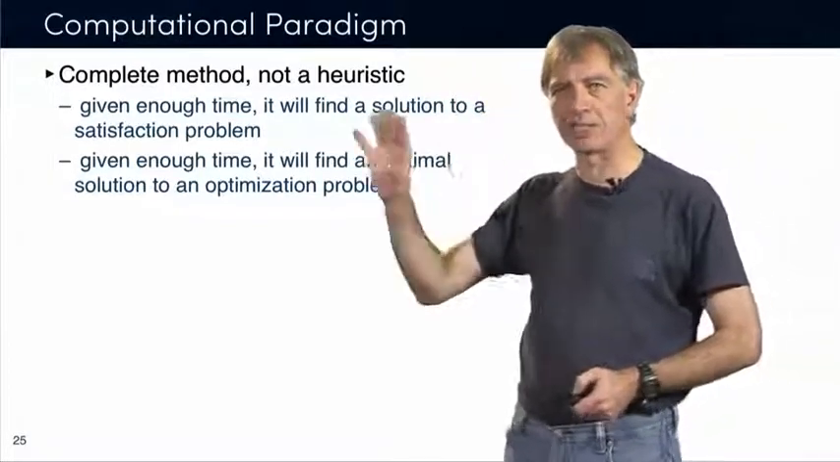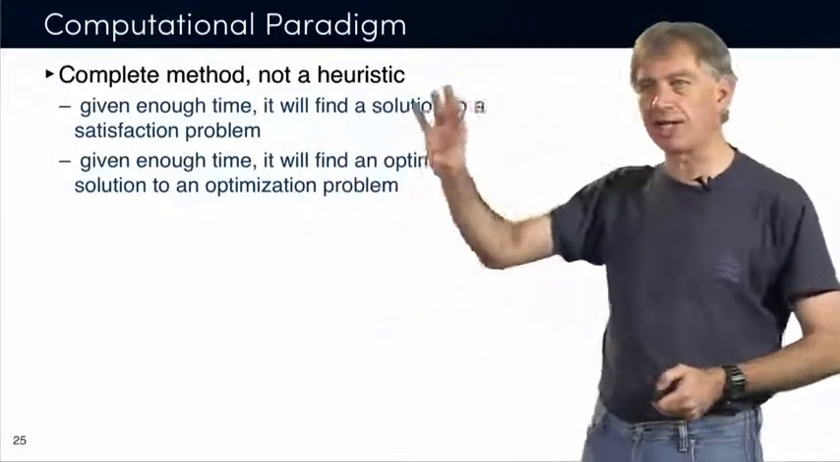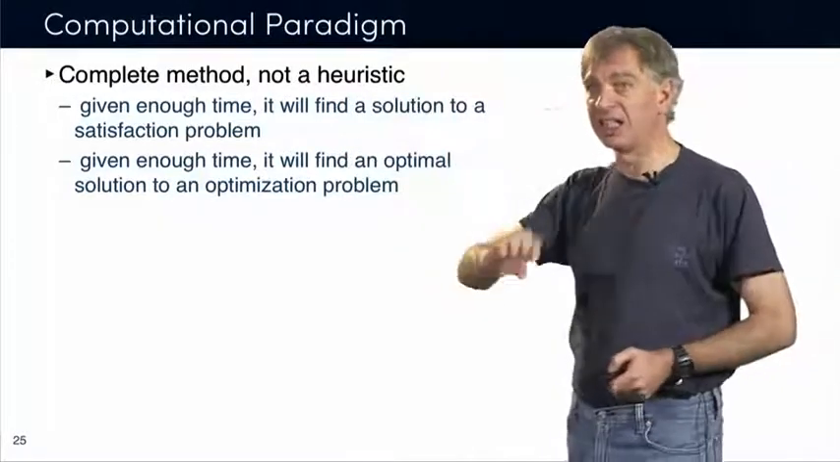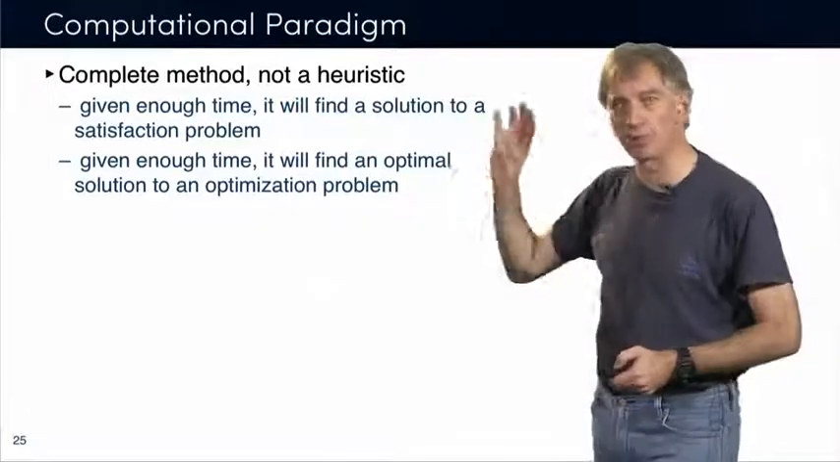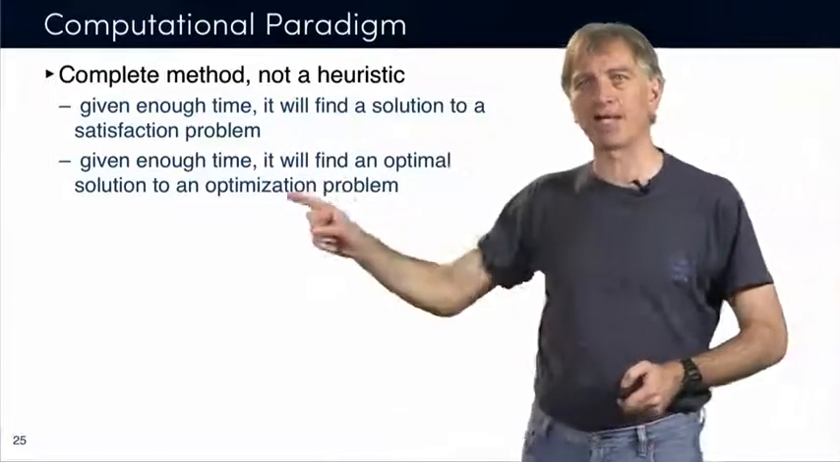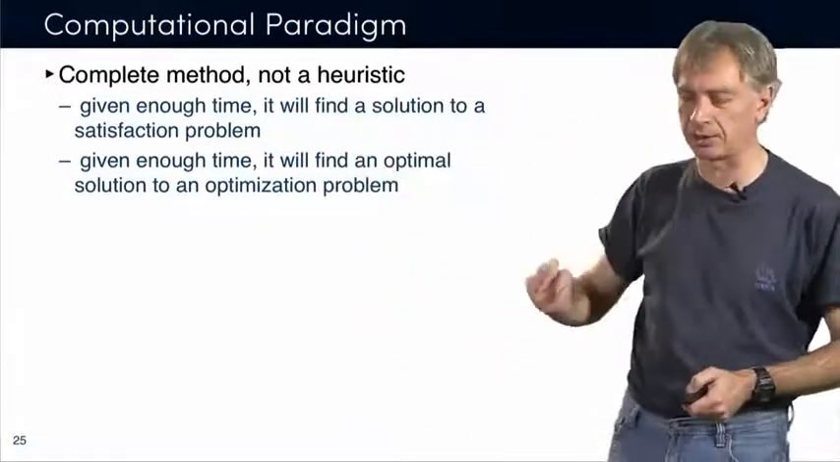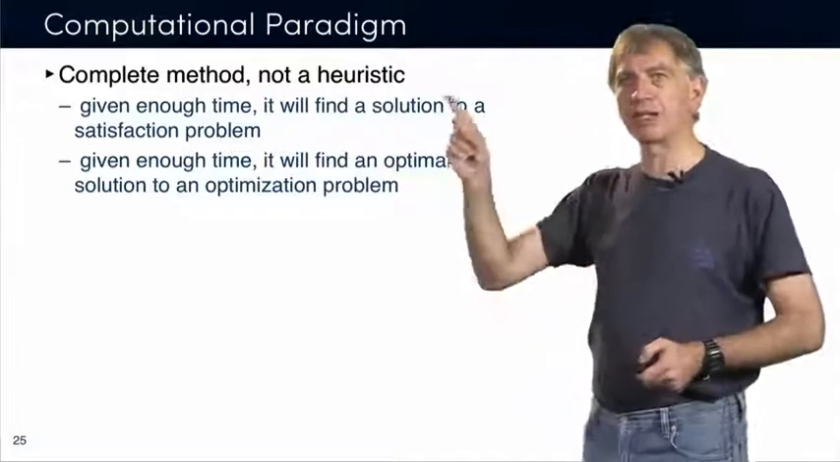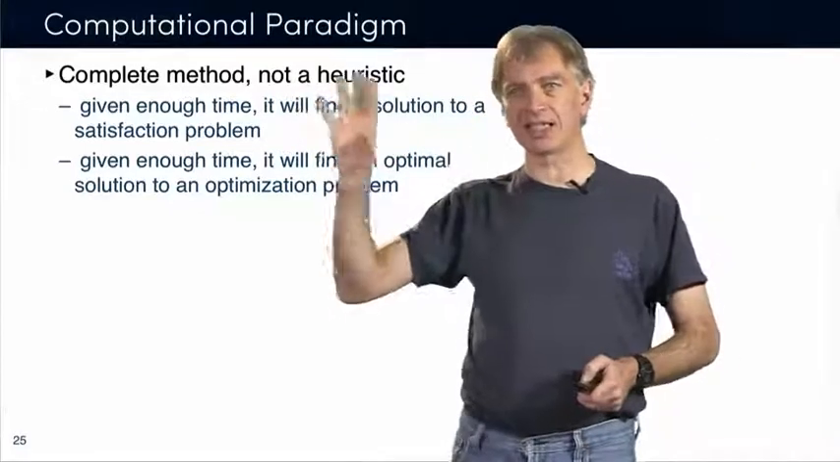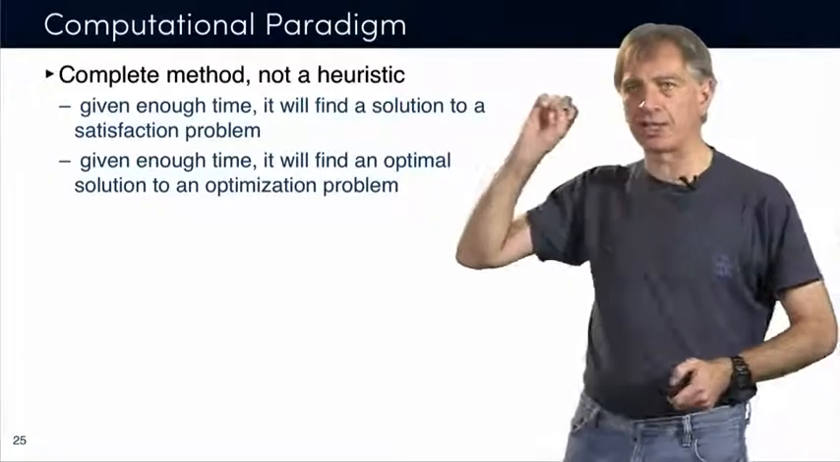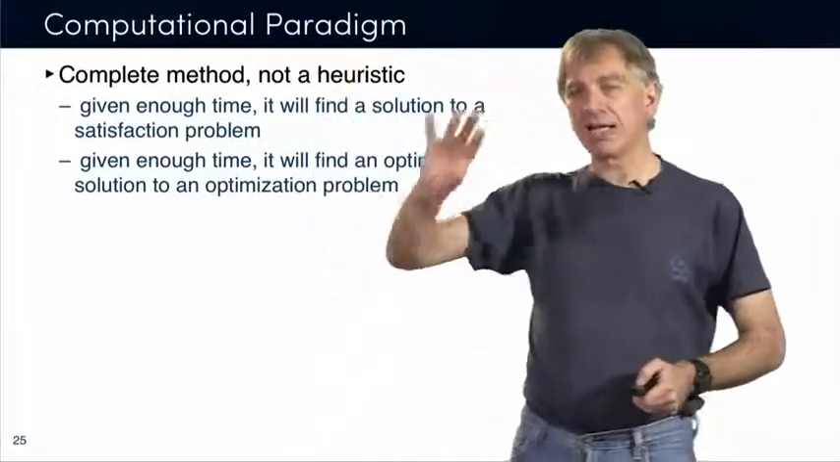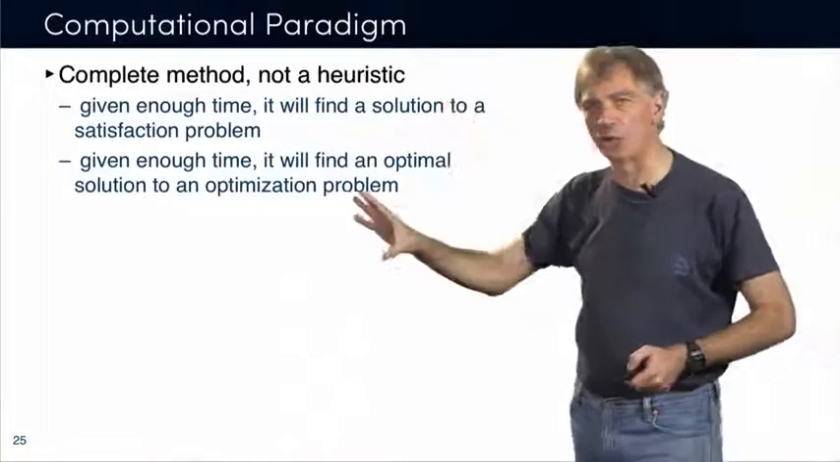So, a couple of things that I have to mention. Constraint programming is a complete method, so it's going to find a solution if one exists. It can find all solutions if you want all of them. And if you are in an optimization problem, it will find the optimal solution. I will come back later on to how we do optimization using constraint programming. But one of the key things is that this methodology, this computational paradigm, always has a guarantee that it will find a feasible solution or the optimal solution.